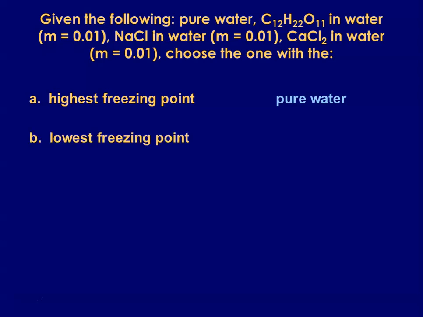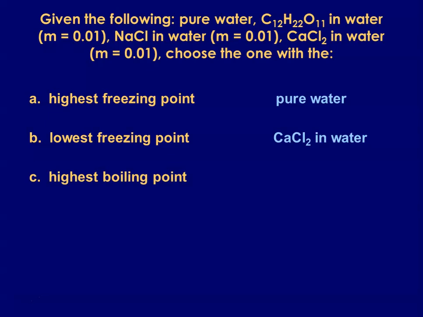The one with the lowest freezing point, they all would have the same constant K because they're all the same solvent. They all have the same molality. So the one that's going to have the lowest freezing point is going to be the one with the greatest i value, because that's going to cause the greatest change in your temperature. So the two that are capable of producing i values other than 1 are NaCl, which would have an i of 2, and calcium chloride, which would have an i of 3. So calcium chloride would have the lowest freezing point.